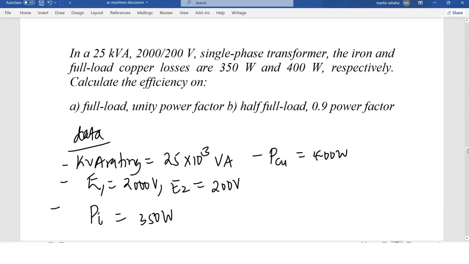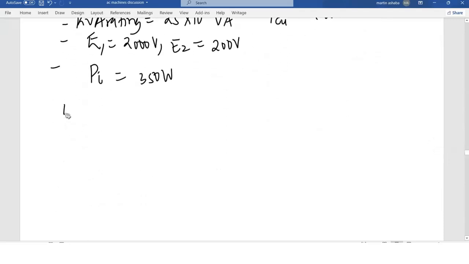So now, if we are talking about full load and unity power factor, so part A, we are talking about power factor equal to 1 and full load. So that means the transformer is operating at unity power factor and full load. If we are talking about the percentage of load, usually we call it X. And so at full load, X is equal to 1. In other words, the fraction of the load that is connected to the transformer.